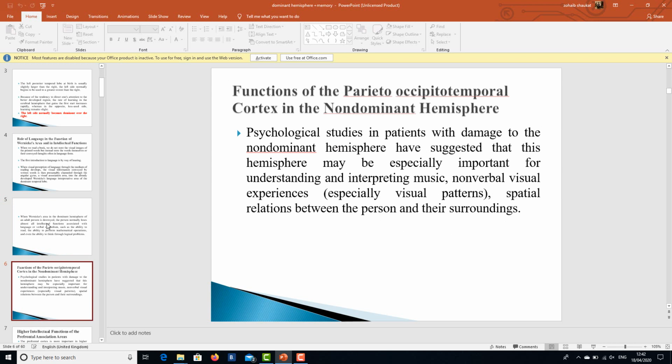Now let's talk about the functions of the parieto-occipito-temporal cortex in the non-dominant hemisphere. Psychological studies in patients with damage to the non-dominant hemisphere have suggested that this hemisphere may be especially important for understanding and interpreting music, non-verbal visual experiences, and spatial relations between the person and their surroundings.